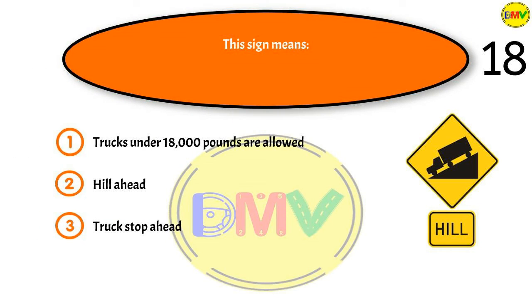The question 18. This sign means 1. Trucks under 18,000 pounds are allowed, 2. Hill ahead, 3. Truck stop ahead.